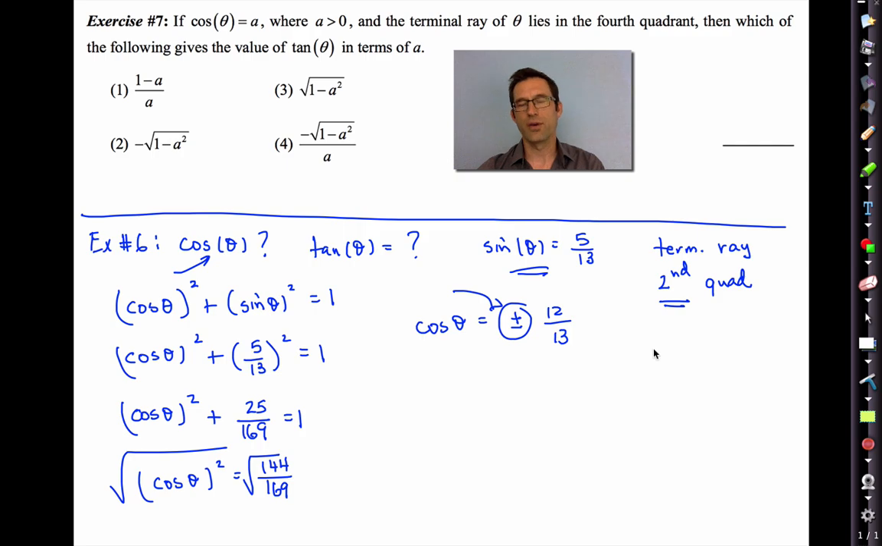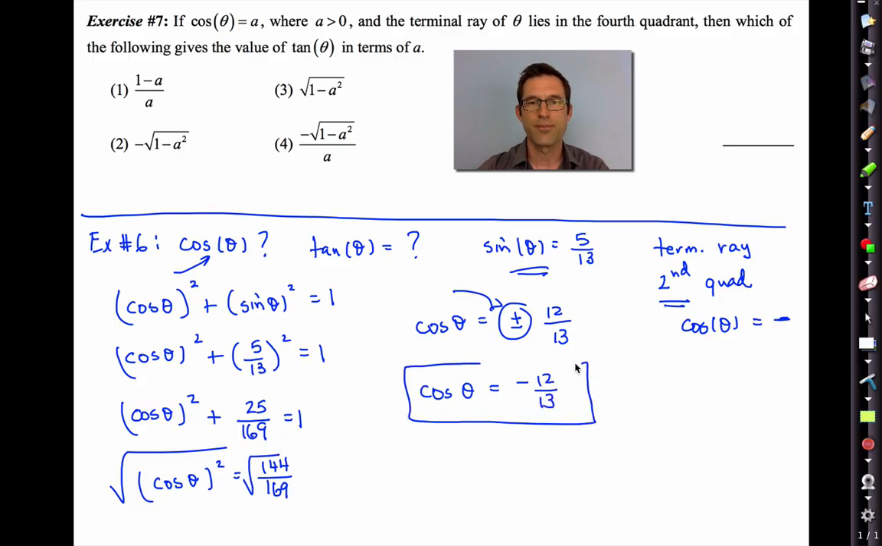This is where the quadrant now comes in. The quadrant is always given to you so that you can determine whether one of the missing trig ratios is positive or negative. And because we're in the second quadrant, the cosine must be a negative number, right? The x-coordinate is negative in the second quadrant. So the cosine of theta is negative 12/13. So that's one of the two things we were looking for.